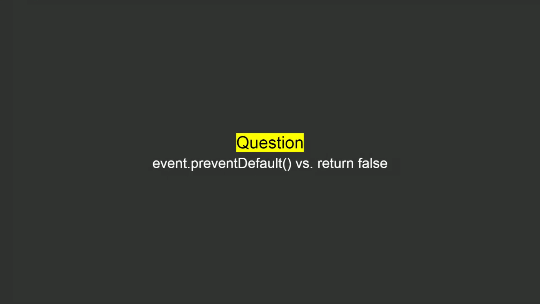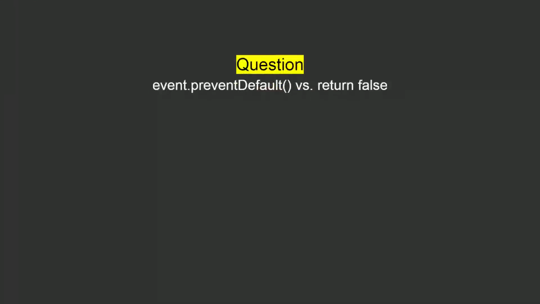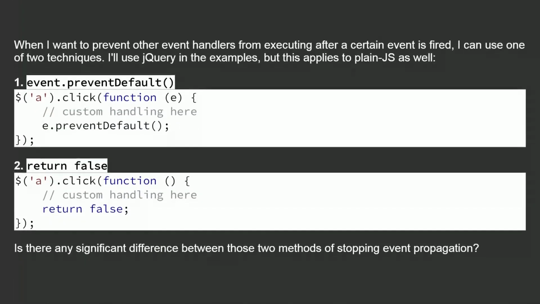event.preventDefault versus return false. When I want to prevent other event handlers from executing after a certain event is fired, I can use one of two techniques. I'll use jQuery in the examples, but this applies to plain JS as well.